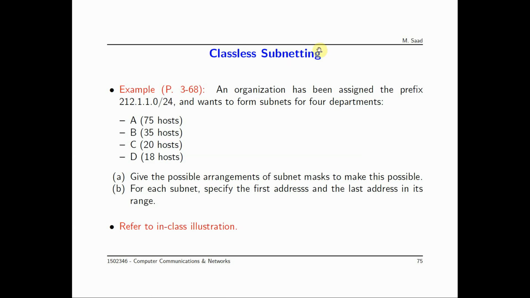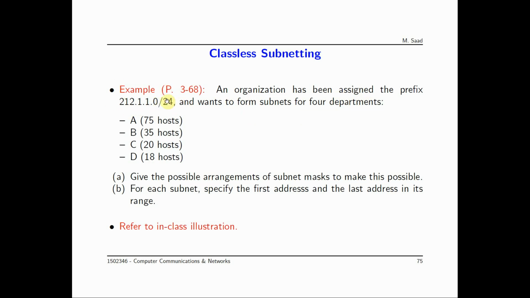Similar to the case of classful addressing, in which we use a class A or B or C network ID and were able to internally divide our network into subnets, that same idea can be done with classless addressing as well. I thought the best way to illustrate this idea of subnetting is through the example right away. So in our example, we have the following. An organization has been assigned the prefix 212.1.1.0/24. So what does that mean?